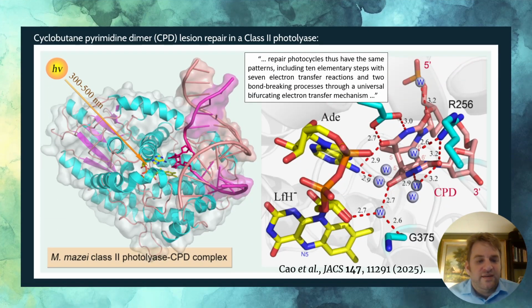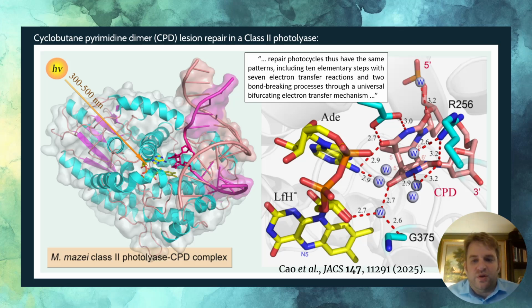So if we take a look at another photolyase system, looking at the left-hand side of the diagram, we see class 2 photolyase in complex with the CPD lesion. It shows graphically a 300 to 500 nanometer wavelength photon. That's that green, blue, or yellow colored photon coming in to activate the FAD cofactor.